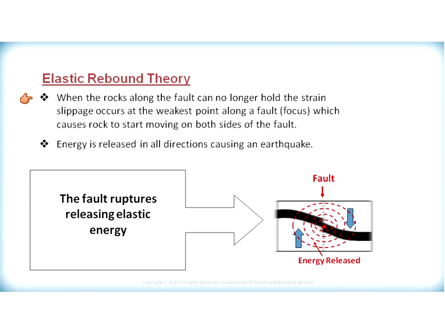When the rocks along the fault can no longer hold the strain, slippage occurs at the weakest point along the fault, and this is called the focus, which causes rocks to start moving on both sides of the fault. Energy is released in all directions, which we call an earthquake. So if we refer to the diagram below, we see the fault rupturing and the elastic energy being released in all directions.